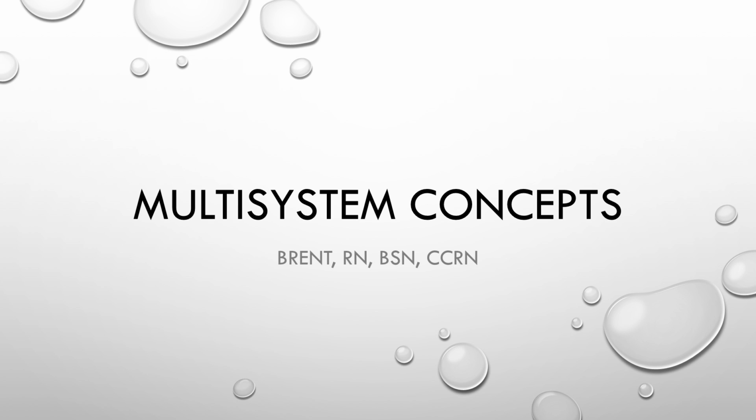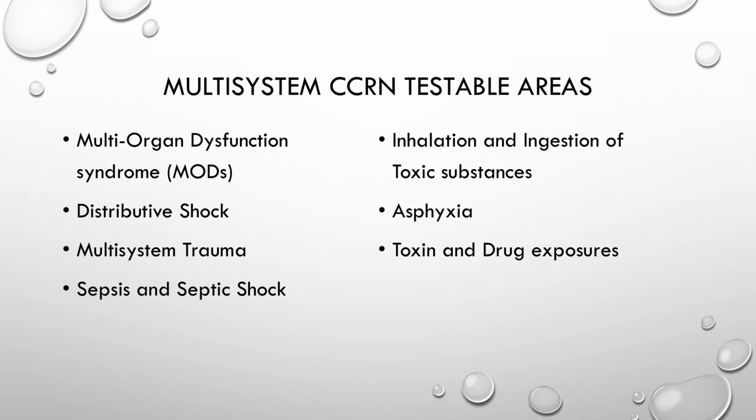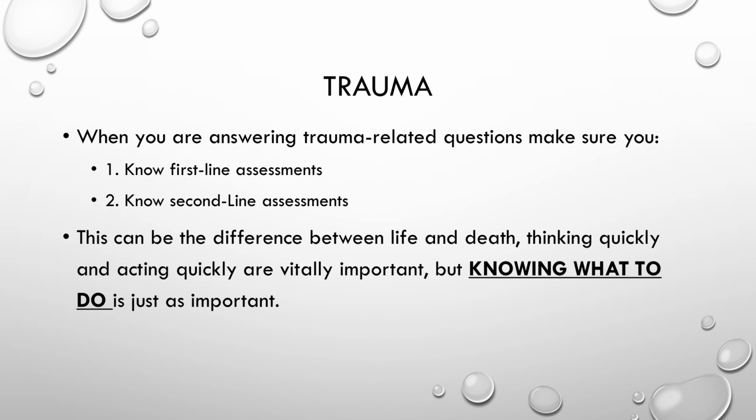In this video, we focus on the multi-system concepts for the CCRN examination. Let's get started. So the multi-system CCRN testable areas include multi-organ dysfunction syndrome, distributive shock, multi-system trauma, sepsis and septic shock, inhalation and ingestion of toxic substances, asphyxia, toxin and drug exposures. So we'll first start with trauma.